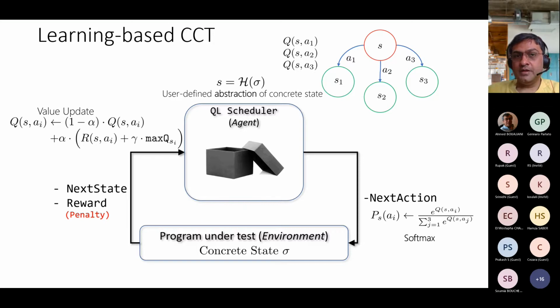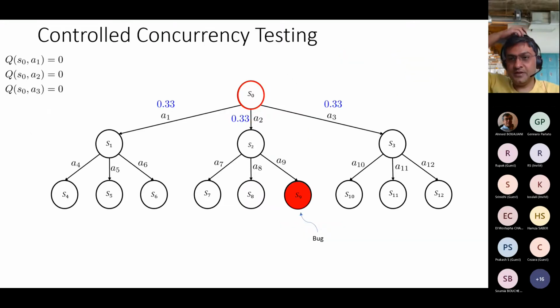Okay, so let's see how this whole thing comes together. There are the update rules, but let me not get into that. This is just standard Q learning. So let me get into an example and see how this all comes together.